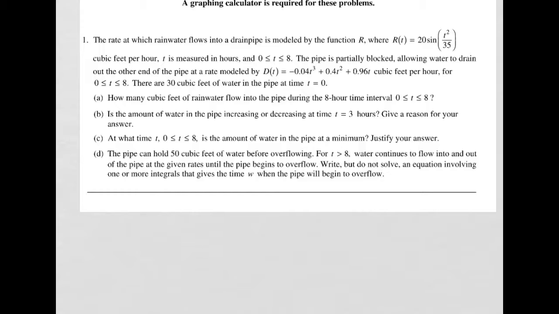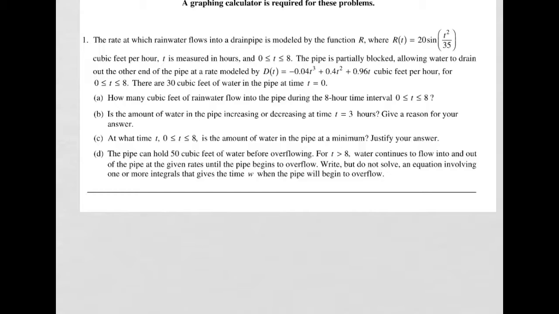For part A, how many cubic feet of rainwater flow into the pipe during the 8-hour time interval 0 to 8? So, it's asking for the volume. We have the rate at which the volume changes. It says how many cubic feet of rainwater flow into the pipe during the 8-hour interval. That's getting the actual volume, but it's not the volume that's already in there plus what flows in. It's just what flows in. That's what they're asking.